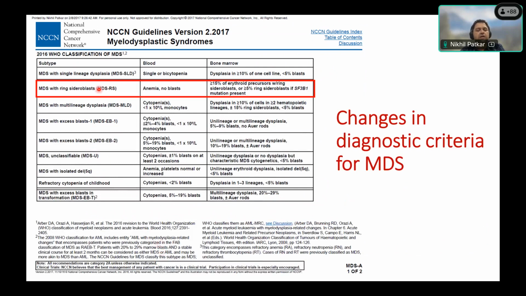This is the older 2017 version of the criteria, where ring sideroblasts were required, and even if the SF3B1 mutation was there, it was okay. Today, in the WHO classification, the diagnosis can just be that you have a patient with low blasts and an SF3B1 mutation, and that itself is enough to diagnose MDS, irrespective of whether the patient has ring sideroblasts or not.